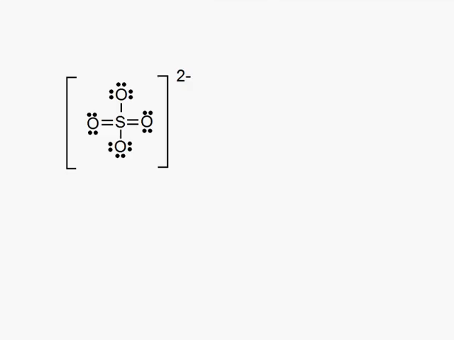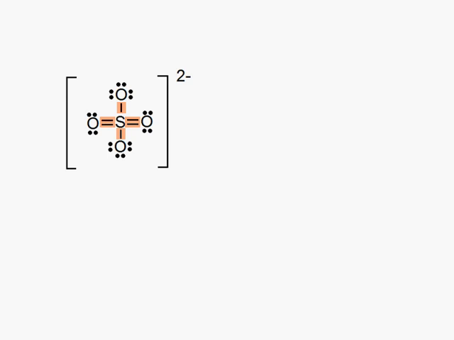Sulfate is an example of a structure where sulfur has more than 8 valence electrons surrounding it. In the structure shown here, there are 12 valence electrons around the sulfur atom. This is one of several resonance structures for sulfate.